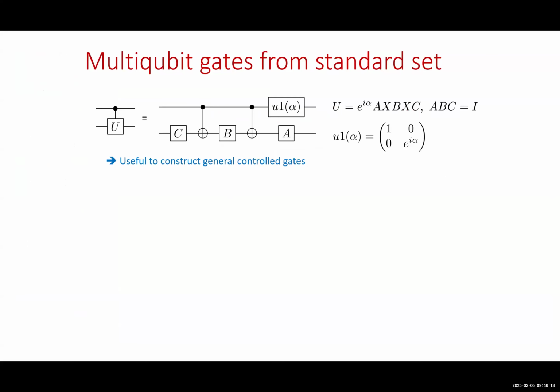Okay, so I just want to mention this circuit construction for the control unitary. This is one qubit, and if this can be decomposed into AXBXC, and ABC multiplied to 1, then this control unitary can be constructed like this.